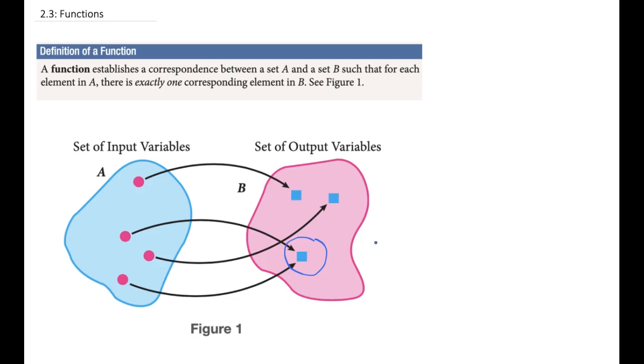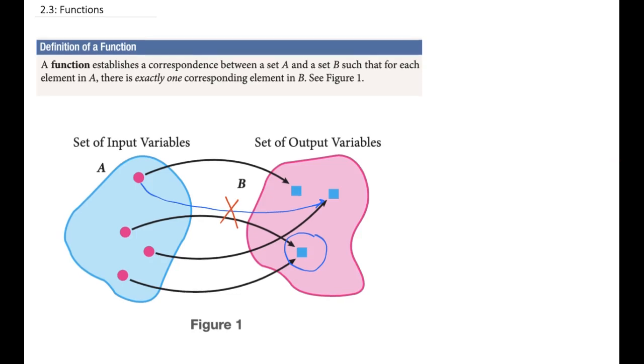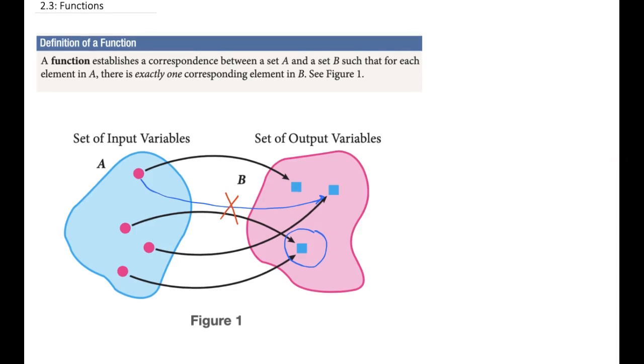That's considered a function. But if we had something different happening where we had one input going to two different outputs, that would not be a function. Okay, that is not a function. So every single input can only go to one output. We're going to look at what that means as we move forward when it comes to a graph.